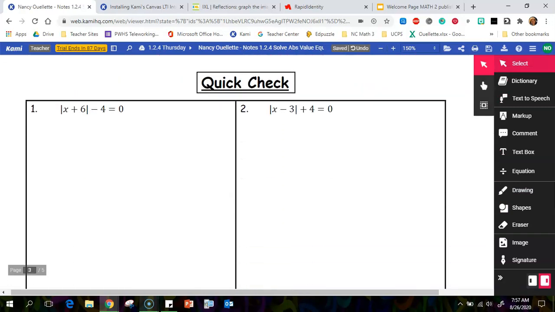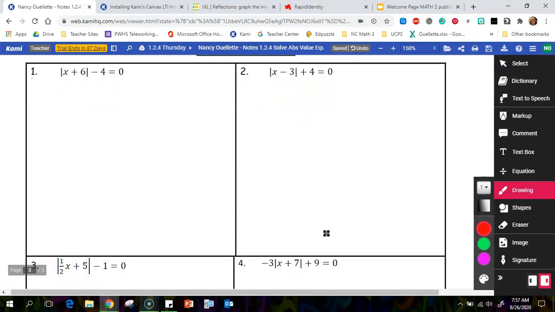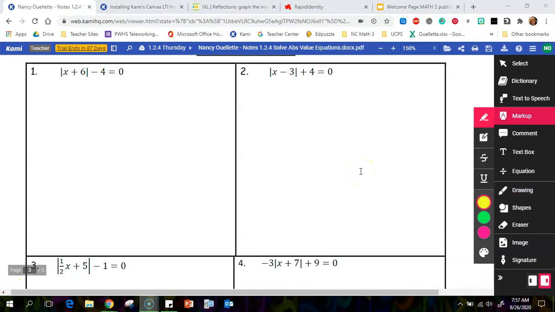Okay, let's do some more examples. This just takes some practice. Again, first step, first thing you got to do is get this by itself. I found my highlighter. So I need to get this right here by itself. Make it a little darker. That needs to be by itself. I'm going to highlight all of these. Okay. Now I'll go back to my drawing.